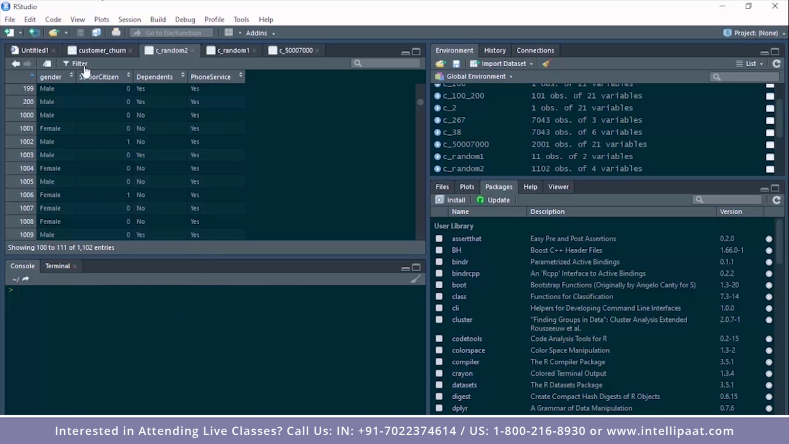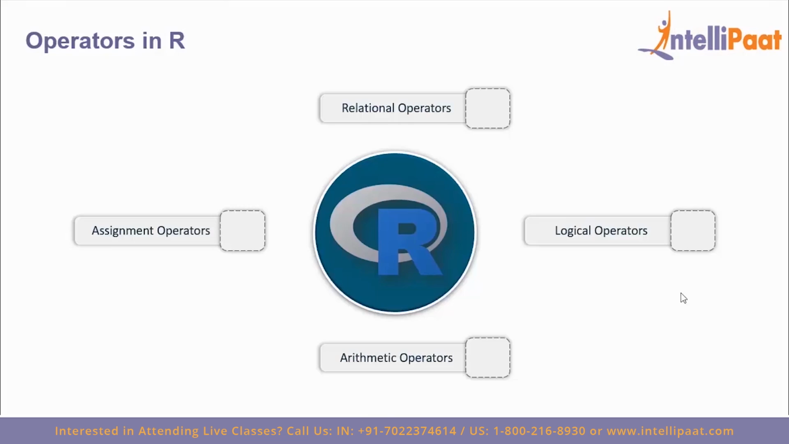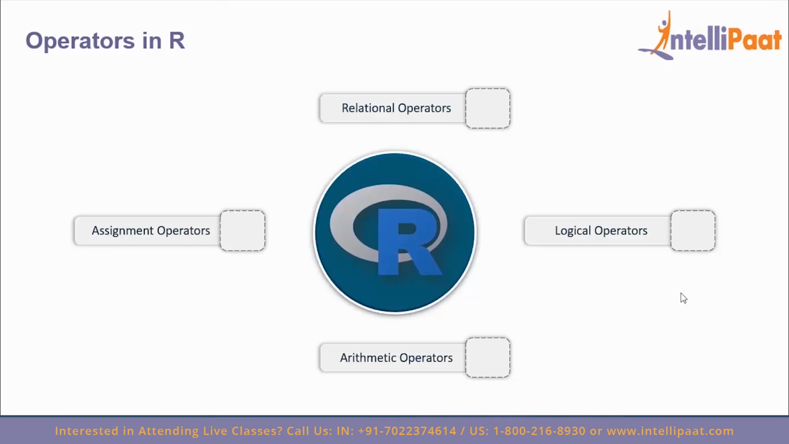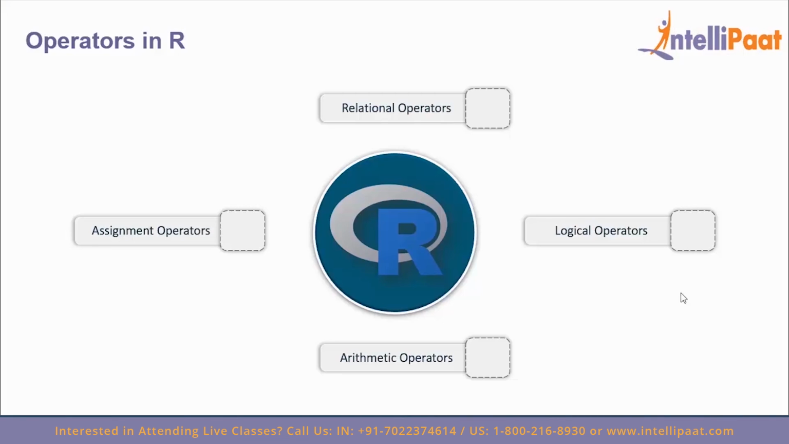So this was an intro to our data frames, vectors, and factors, and how we can access individual elements from the data frame. We're going to look at the various types of operators in R and implement them on the customer churn dataset. So broadly speaking, these are the operators. We have assignment operators, arithmetic operators, logical operators, and relational operators. So let's go to RStudio and work with all of these.